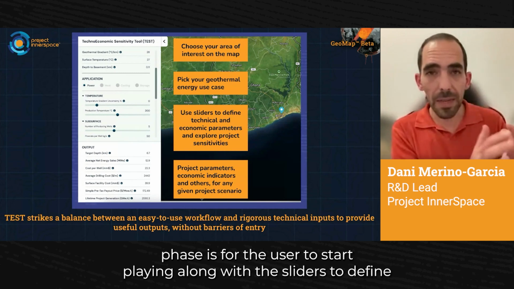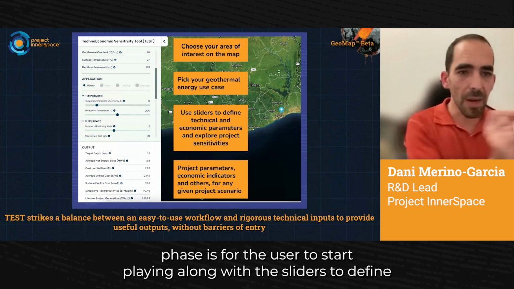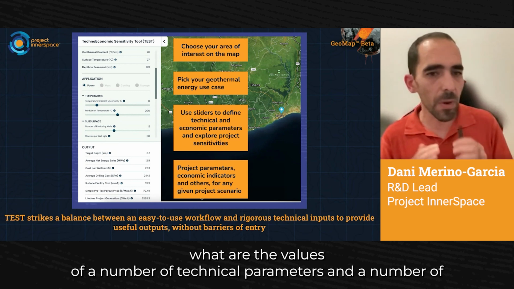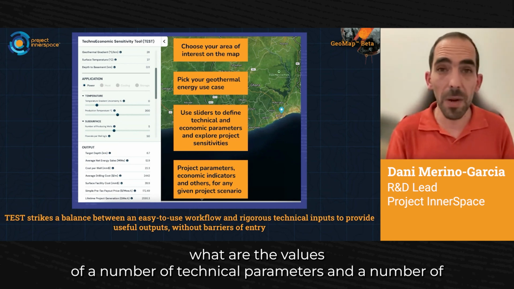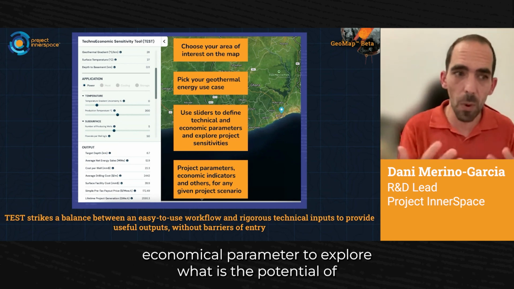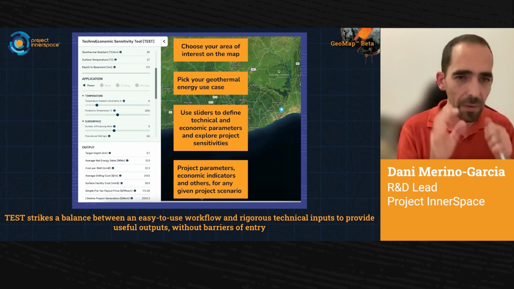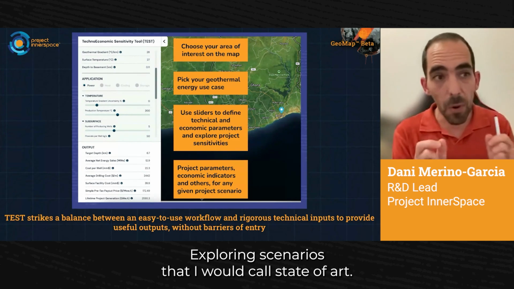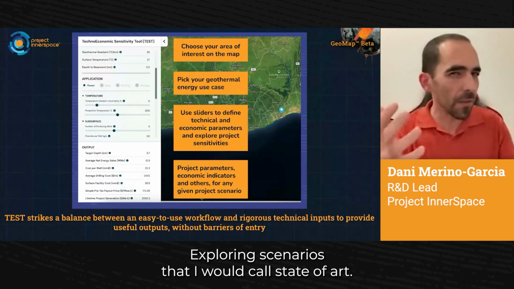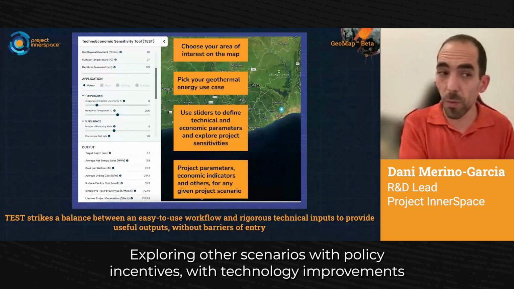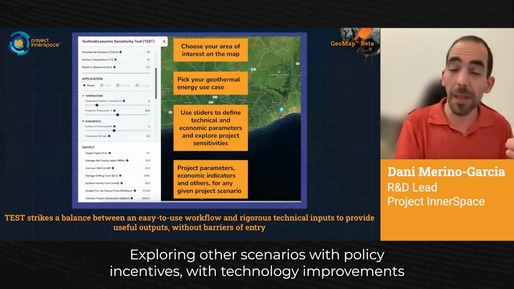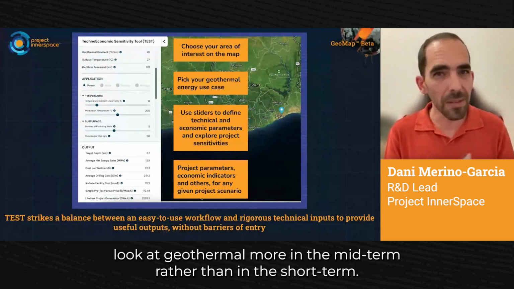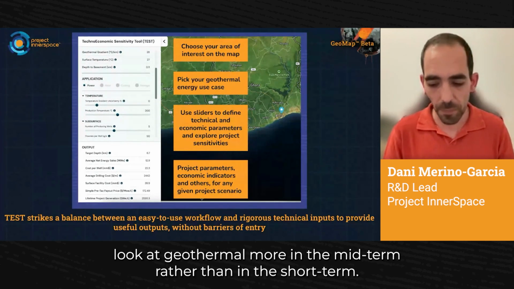The next phase is for the user to start playing along with the sliders to define the values of a number of technical parameters and a number of economic parameters to explore the potential of geothermal application in that particular region, exploring scenarios that I would call more state-of-the-art, and exploring other scenarios with policy incentives and technology improvements that will maybe look at geothermal more in the midterm rather than in the short term.